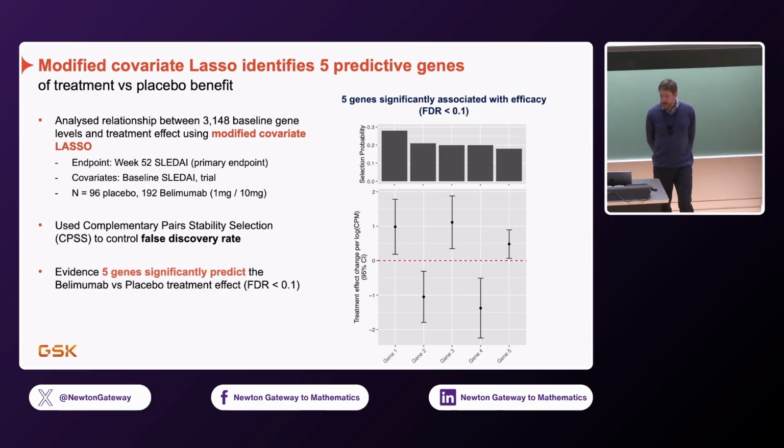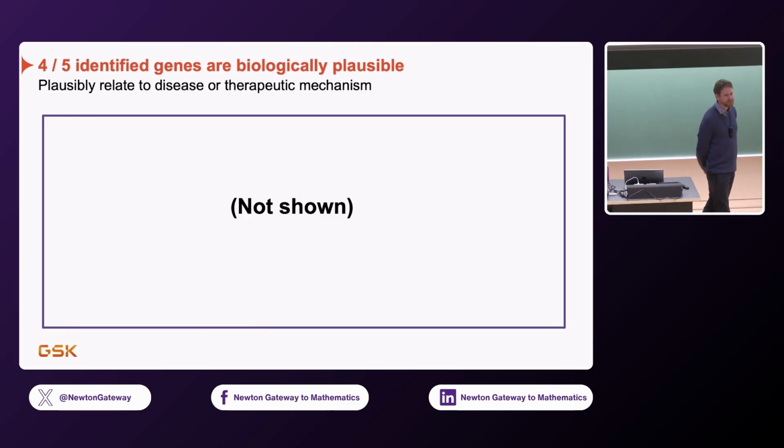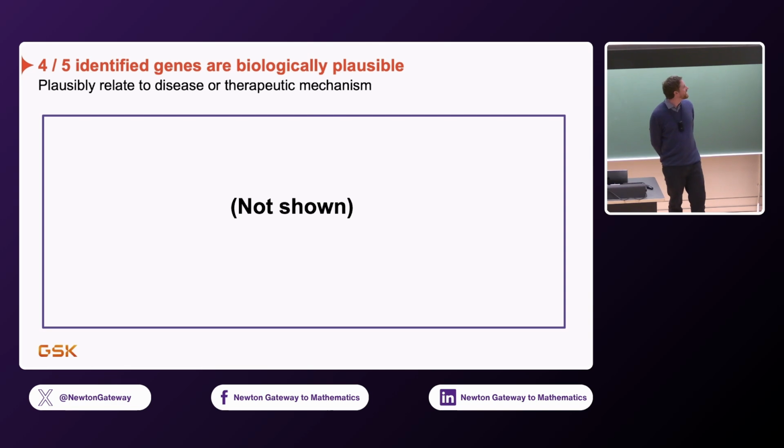And interestingly, 5 genes came up significant, with a reasonably liberal FDR control of 10%. So this I've been asked to redact, so you'll have to take my word for it, but of these 5 genes, 4 of them are plausibly linked to the mechanism of action of the treatment.